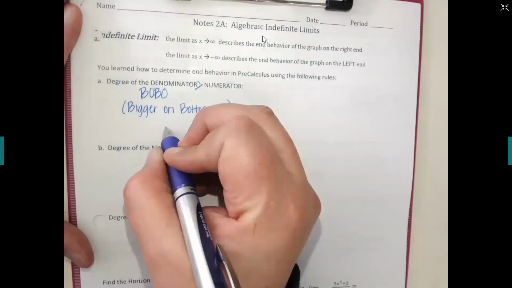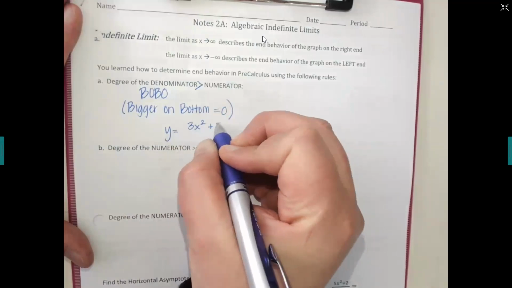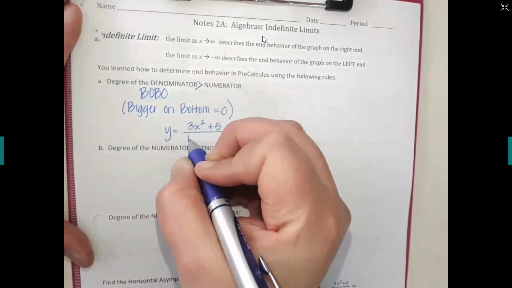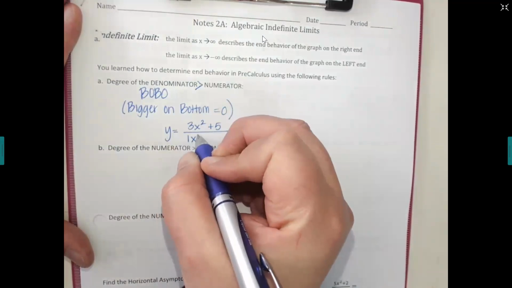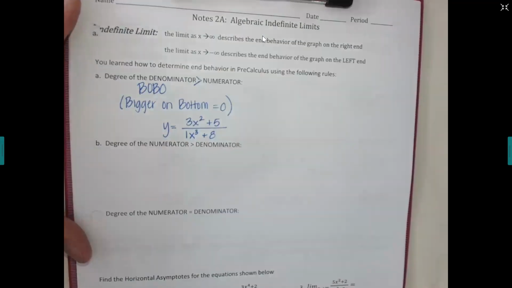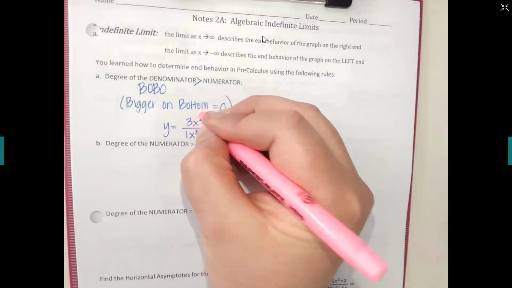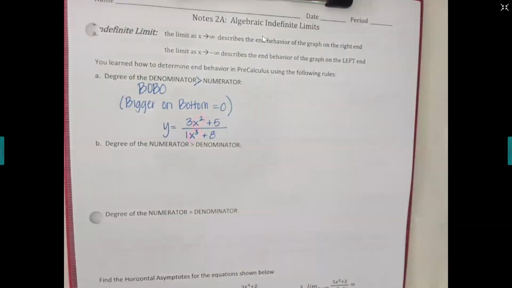Okay, so we're going to do y equals 3x squared plus 5 over, let's do 1x cubed plus 8. What we are comparing is the degree of the polynomial. Degree means the power. So my power on top is an x squared. On bottom, it's an x cubed. Which one is bigger? The one on the bottom. That's what makes it a Bobo, okay?